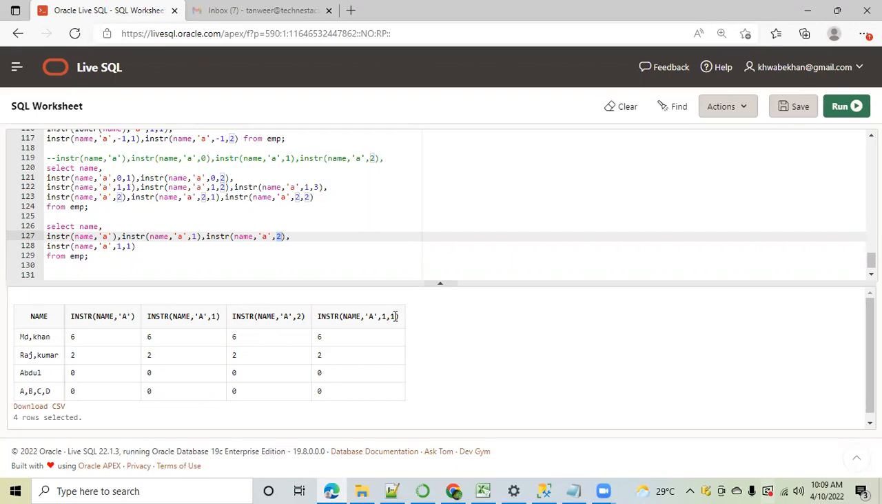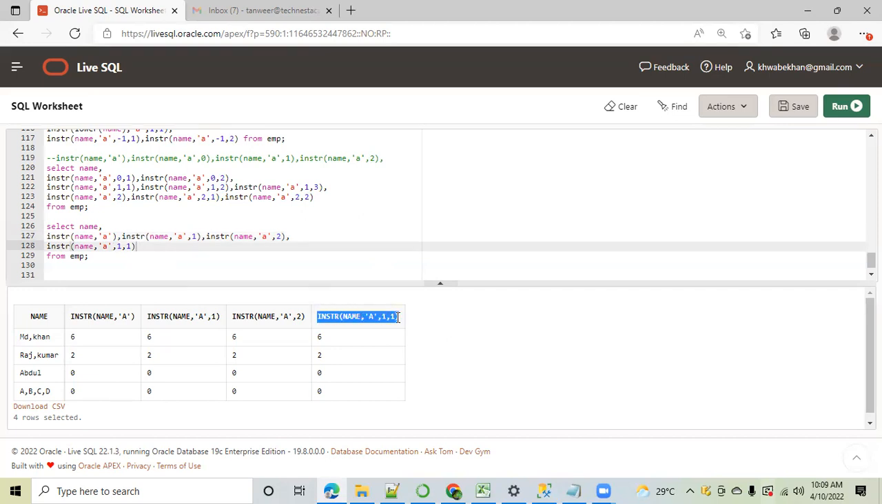Fourth argument. What is the significance of this? What does this signify? The number of occurrences. If here I've written 1, what does this mean? I am searching for the first occurrence. Now is it clear? Yeah, this one is clear. Everyone, is this clear? Yes.